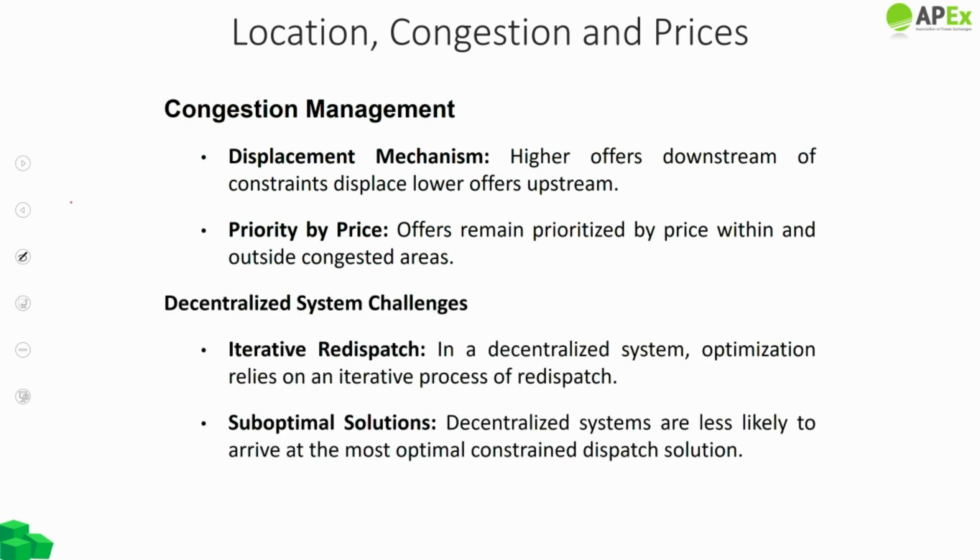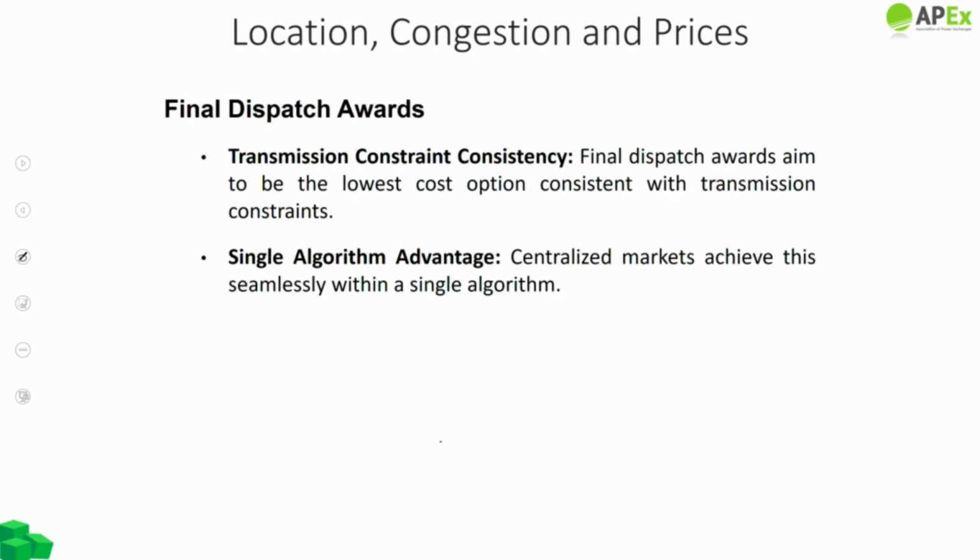As we have understood, there are two market mechanisms, the centralized and the bilateral and decentralized one. The centralized markets are better equipped with the necessary tools to manage congestion, as they deal with the electricity system in an integrated manner, while the decentralized markets have to adopt an iterative approach, which may result in suboptimality. Like in any auction process, the primary objective is to ensure that the final dispatch awards represent the lowest cost option while remaining in strict adherence to the transmission constraints. This commitment to consistency not only optimizes cost effectiveness but also guarantees the reliability and stability of the transmission network.